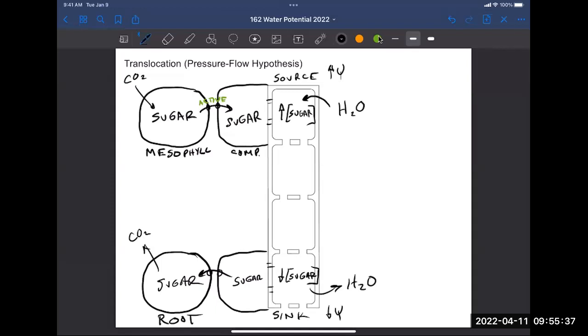So here's where we got to think about pressure and sugar pressure. Up there at the source, you got a high concentration of solute. Water is going to start to be drawn into that cell. The cell is going to start to swell up, but the cell wall is going to start pushing back. So we've got a lot of sugar pressure. Remember, each of these cells is like a little pressure bomb, right? There's really high pressure there.